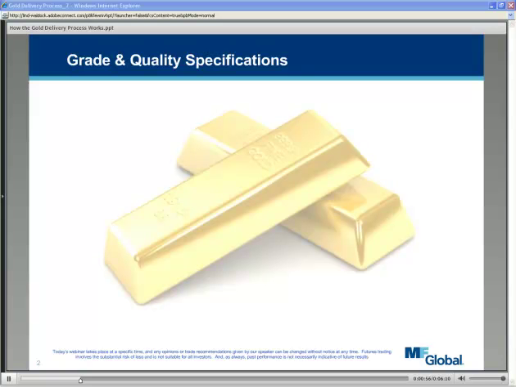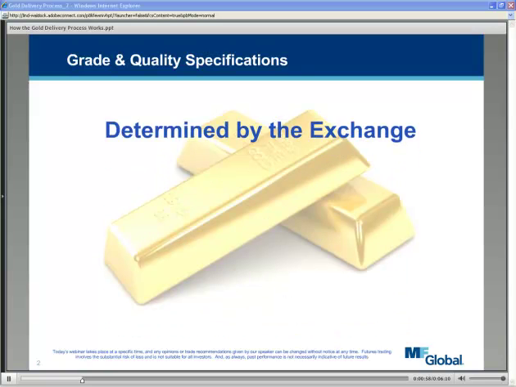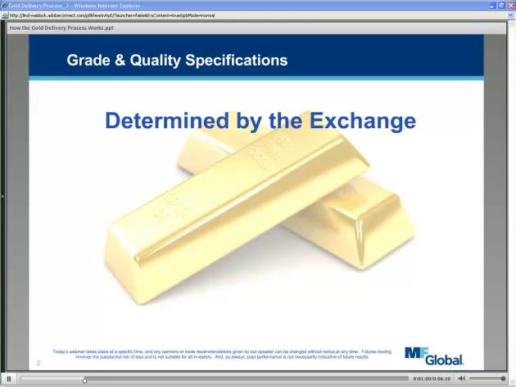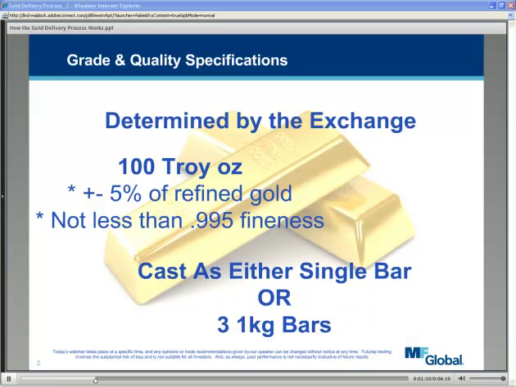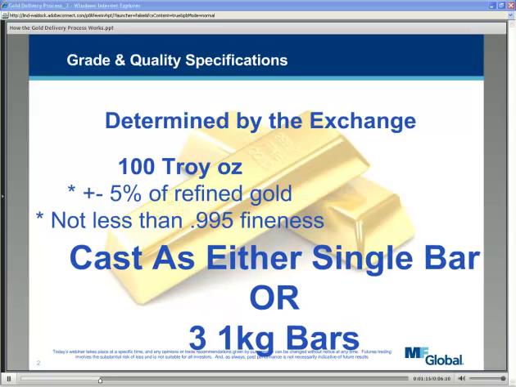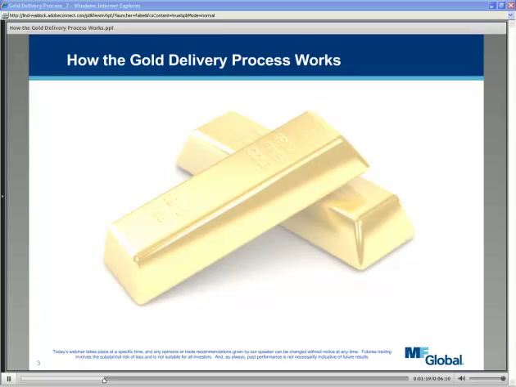The grade and quality specifications are also determined by the exchange and must meet the following requirements. Each contract must be 100 ounces plus or minus 5% of refined gold, assaying not less than 0.995 fineness, and be cast in either a single bar or 3 1-kilogram bars.